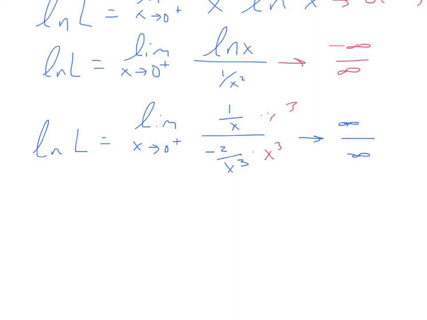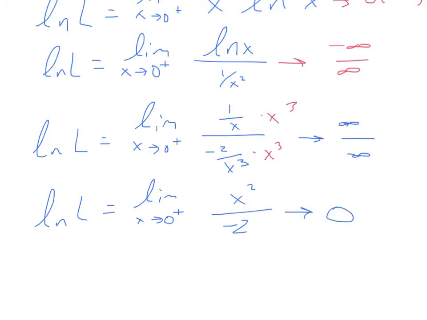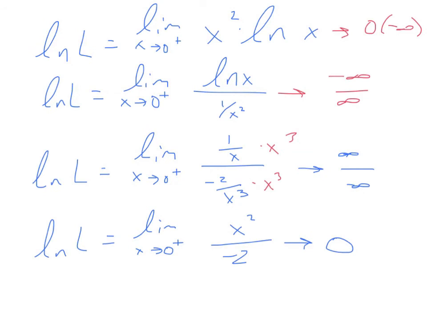Right? When I do that, I'll get natural log L equals the limit as x approaches 0 from the right of basically x squared over negative 2. And now what happens when I attempt to evaluate for x being 0? This is approaching 0. Notice that at each step in this process, I sort of checked myself, like, hey, I'm still 0 times negative infinity, I'm still infinity over infinity. I'm always checking, like, what is this limit approaching until I get somewhere, right?